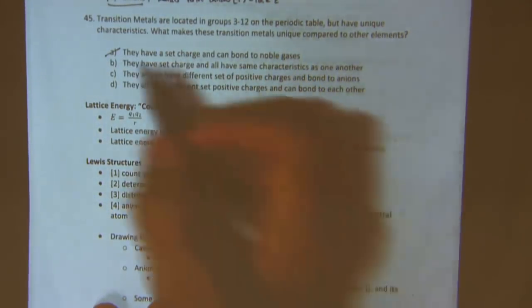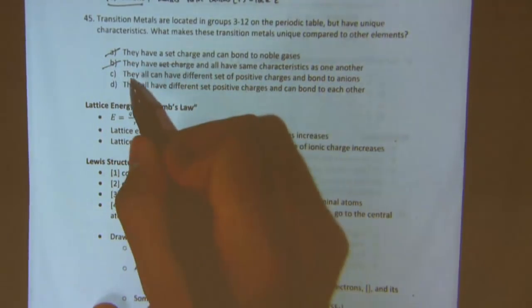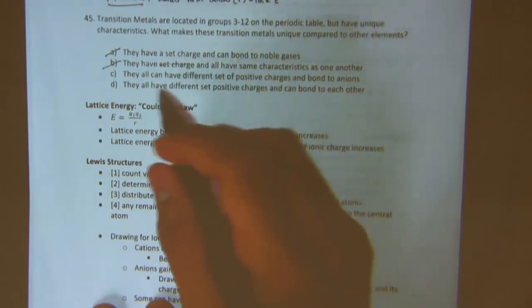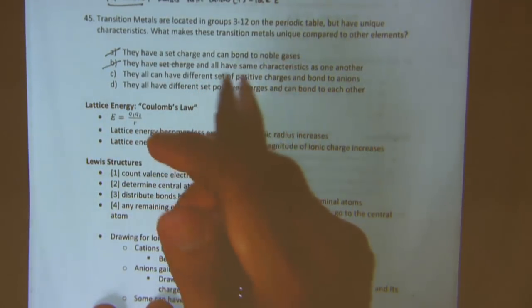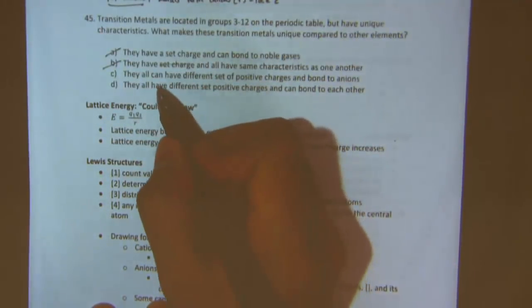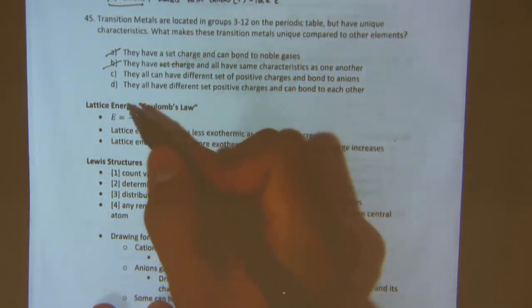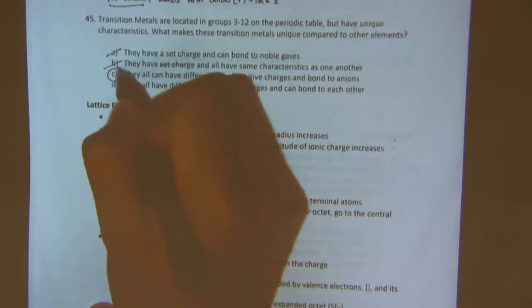We know that not to be true. This part in particular is definitely not true, so we can cancel that out. They all have a different set of positive charges and can bond to anions. And we kind of established that metals bond to anions, and transition metals, remember, can have variable numbers of charges. So this would be the correct answer.